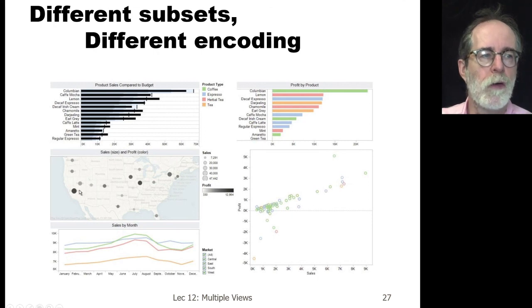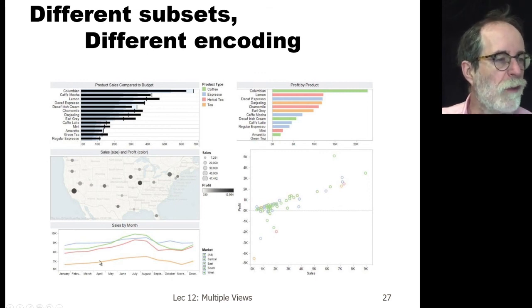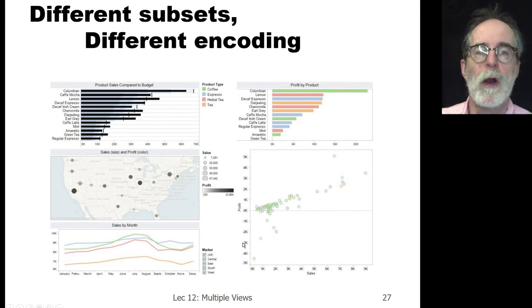So clearly there's a geographic encoding here. There's some bar chart and scatter plot encodings, all about elements of the data. So this is profit by product. This is plotting sales against profit. This is the product of sales compared to budget, and this is sales by month. So all of this is about commercial data, and here are the locations where the information is coming from.